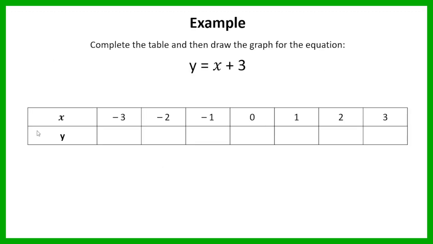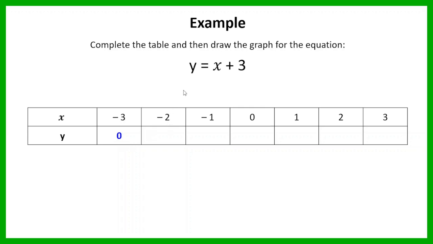In this example, we have to complete the table and then draw the graph for this equation over here, y equals x plus 3. So the first thing we're going to do is complete this table by using each of the x values in the table to find out what the corresponding y value is, to get the ordered pairs that we're going to be using in order to draw our graph. Okay, so the first x value we've got over here is negative 3. So if x is negative 3, I'm going to have negative 3 plus 3, that gives me 0. So y will be 0 if x is negative 3.